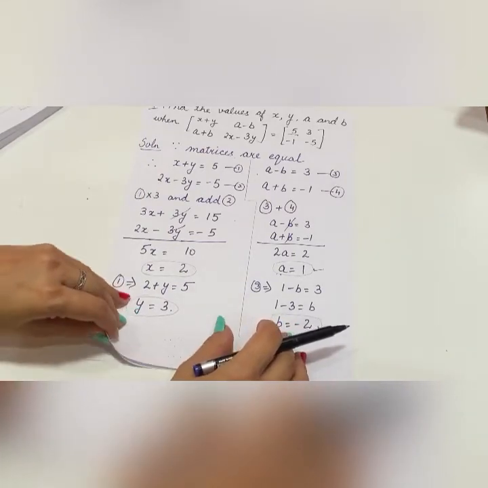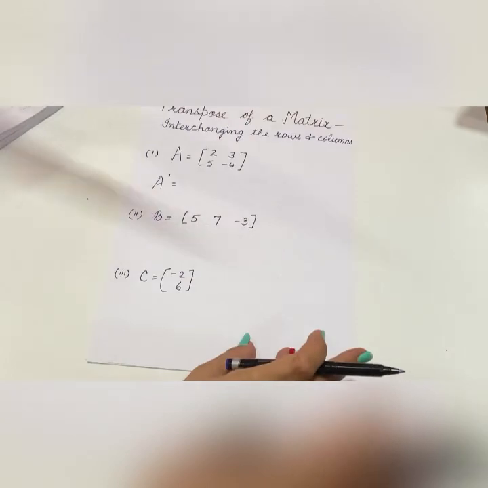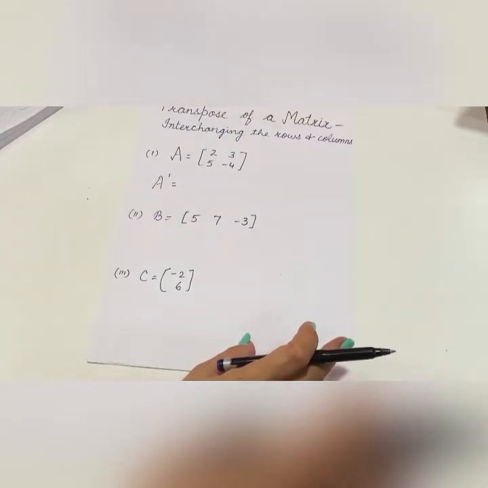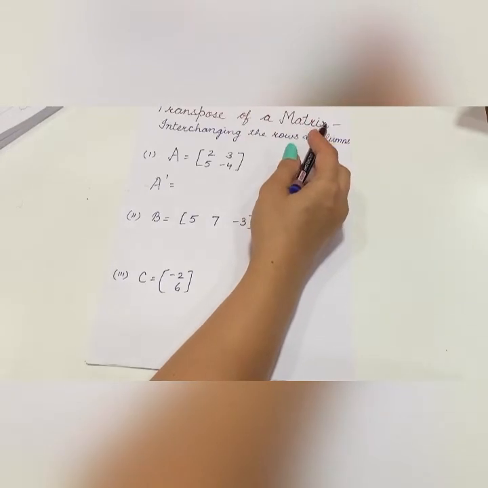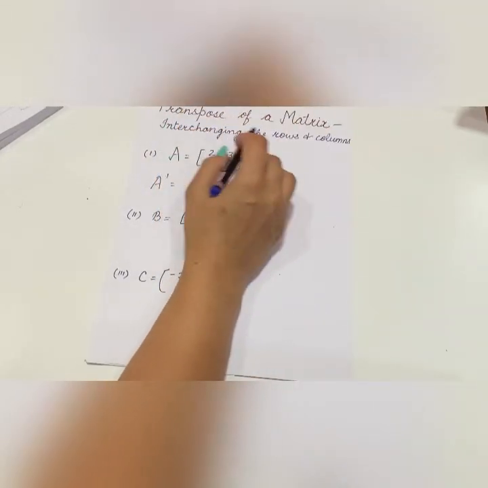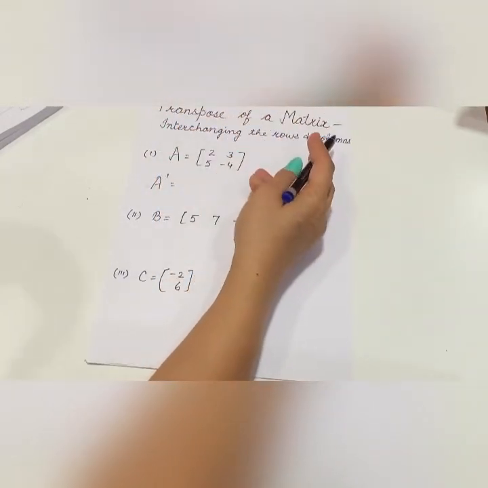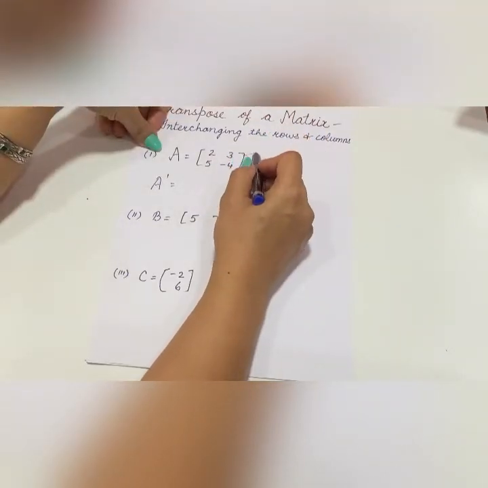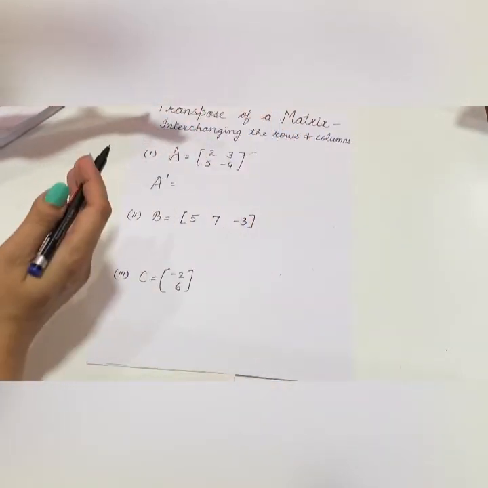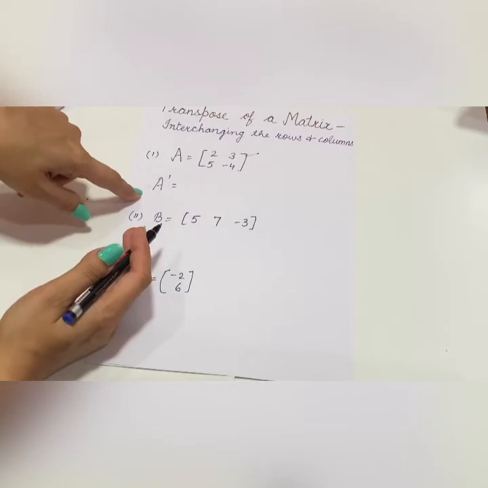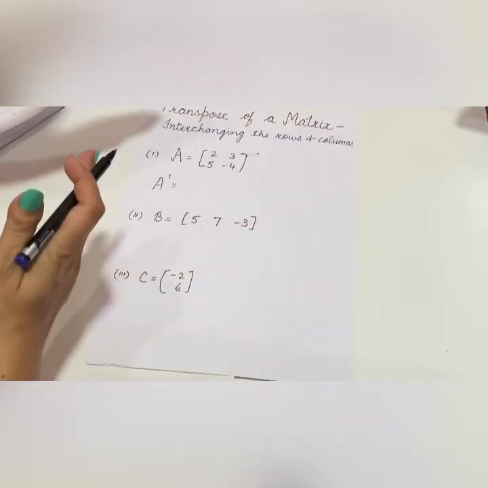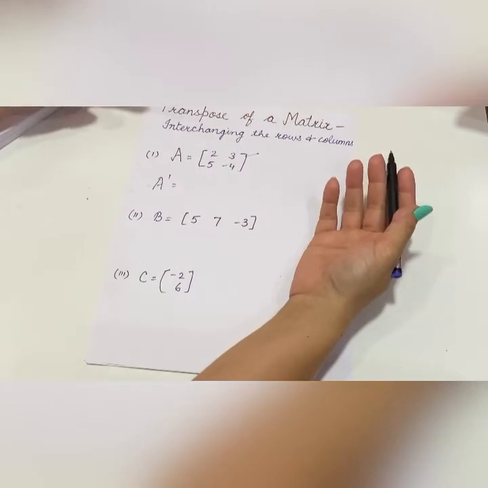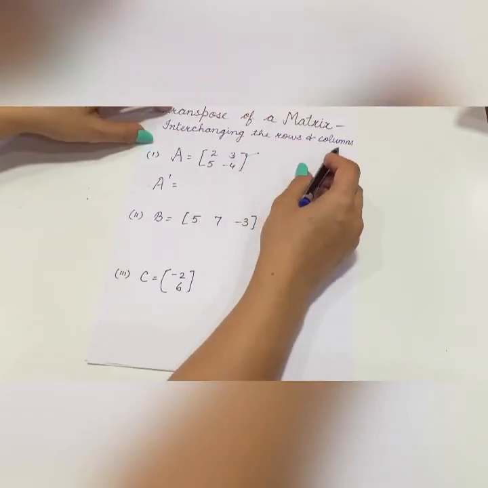Now the next topic in this is the transpose of a matrix. It's very simple. In case of transpose of a matrix, what we do is interchange the rows and columns. That is, whatever the rows of the elements, they will become the columns of the transpose. And obviously, once you change the rows to columns, the second thing happens automatically.